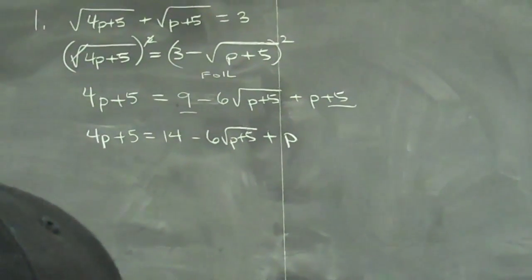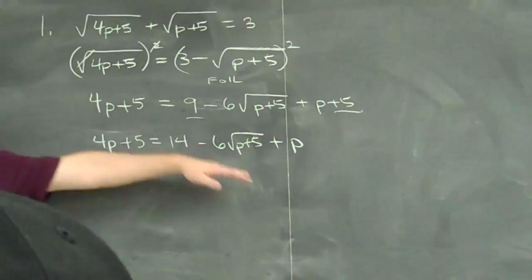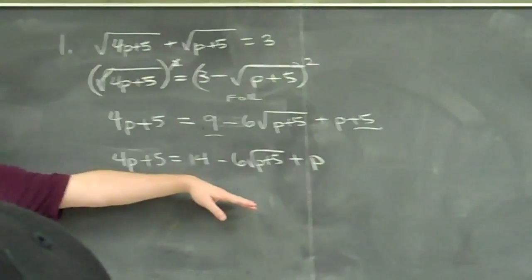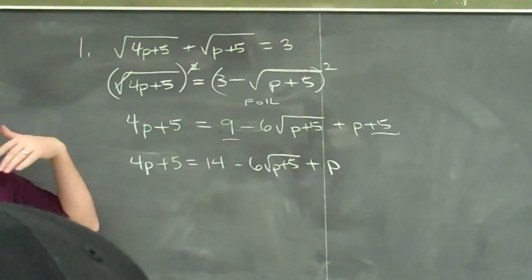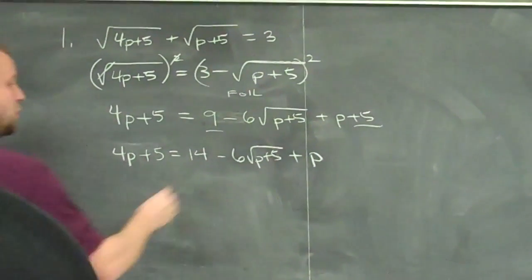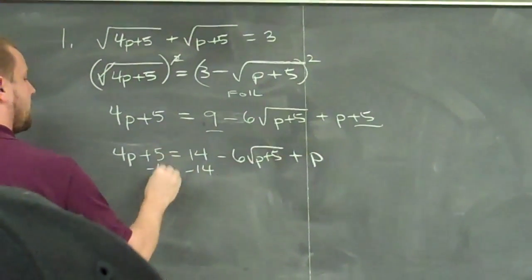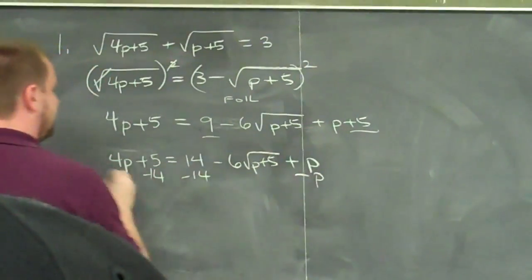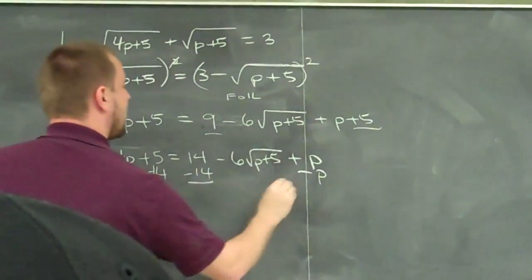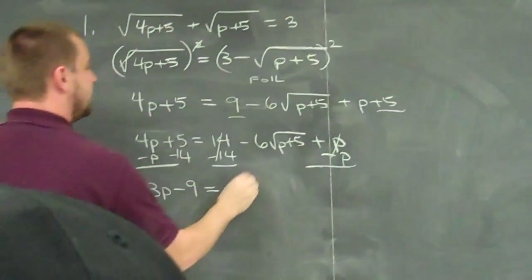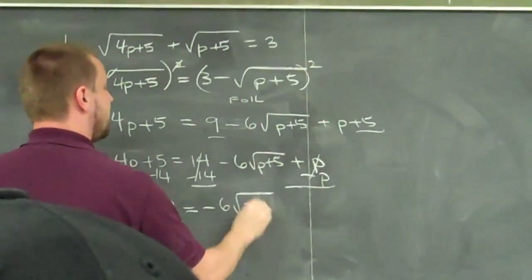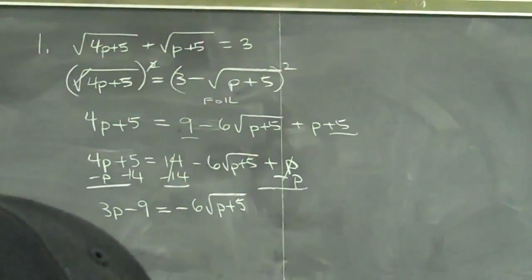So by squaring both sides, I ended up with, once again, a radical equation, another square root, right? So I got to get this square root by itself, or as much as I can by itself. So I'm going to subtract off the 14. I'm going to subtract off a p. So I get 3p minus 9 equals the negative 6 square root of p plus 5.